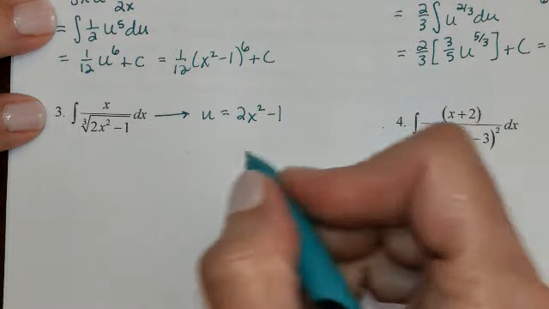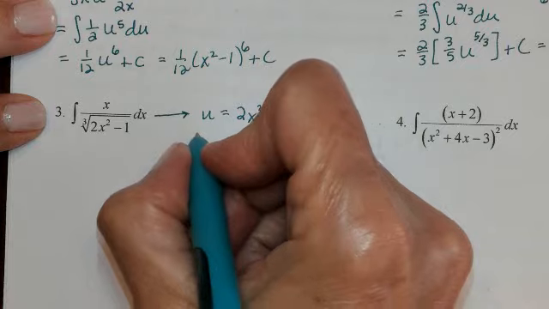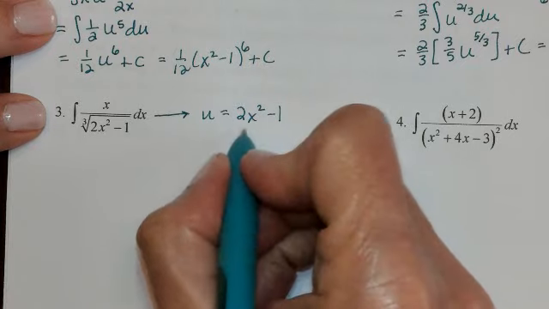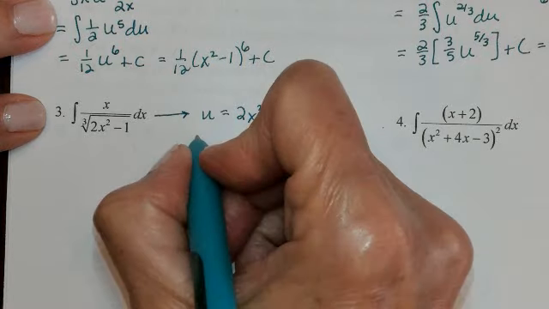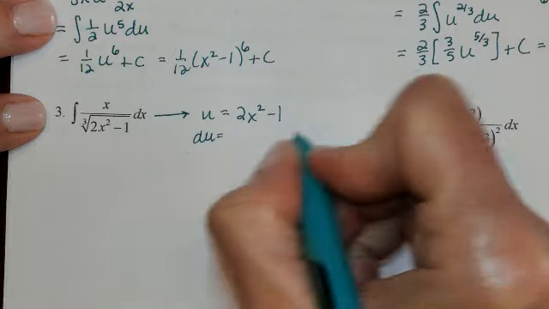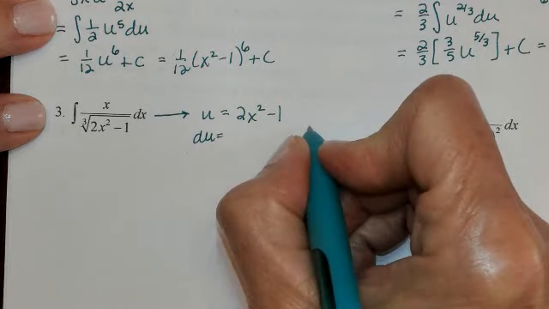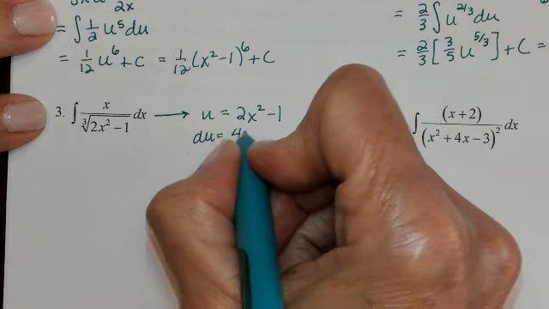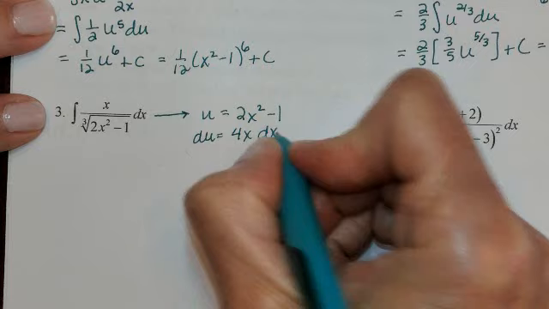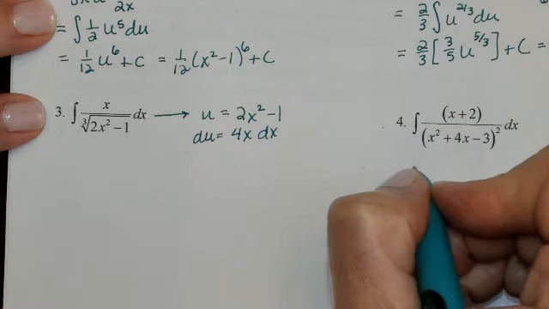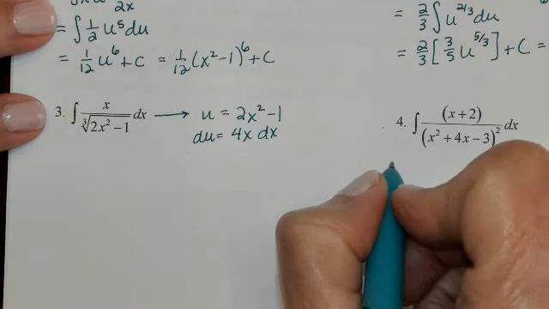All right. So now I know what u is. Let's take the derivative of both sides. So this would be du dx, but I'm going to again put the dx on the right side. Here we would have 4x, and then we're multiplying that by dx. Divide both sides by 4x.